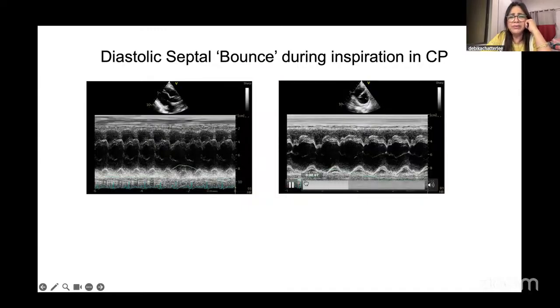You see, this is the respirometer curve. Inspiration is this peak, and this is the expiration. So during inspiration, the septum suddenly moves towards the left, and then goes suddenly towards the right.